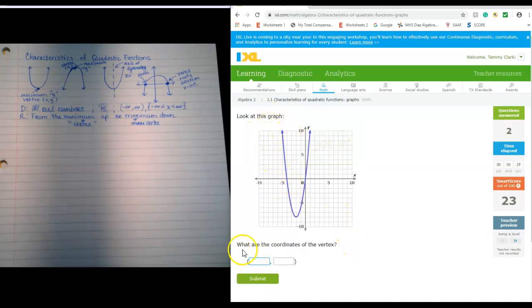Look at this graph. What are the coordinates of the vertex? So we go 2 to the left, so that's -2, and then down to, let's see, this is -5, -6, -7, -8.